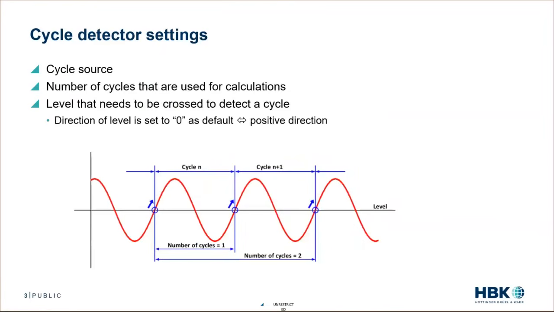So for the cycle detector settings, you're going to determine the channel that you want to use as the cycle source, the number of cycles that you want used for calculations, and the level that we will search for to determine those cycles. Typically that is 0, and we use that as the default. But if you have something more unusual like trapezoidal current, then you could set that to a value other than 0.